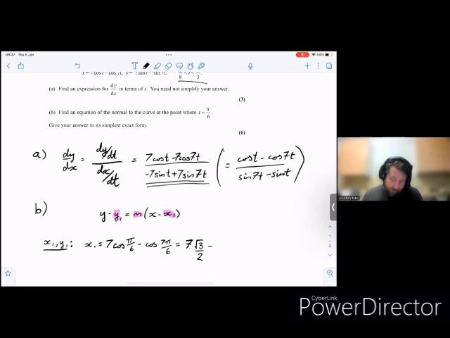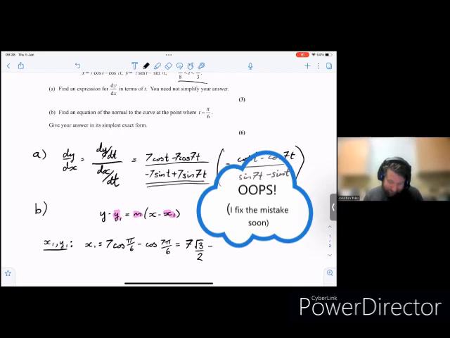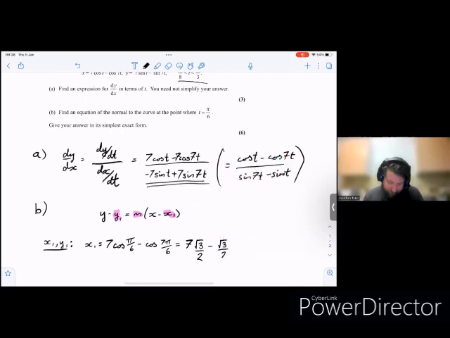minus cos of 7 pi over 6, which is 210 degrees. That's root 3 over 2 as well. Okay. So that equals 6 root 3 over 2, which is 3 root 3.